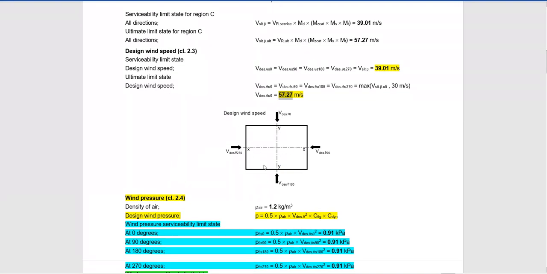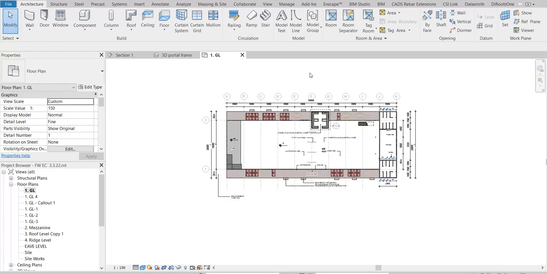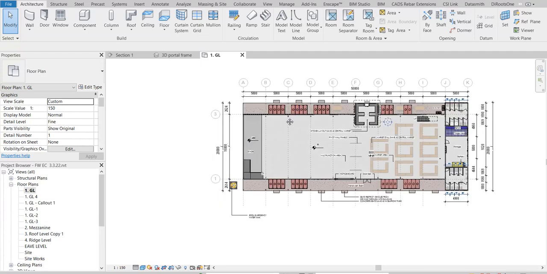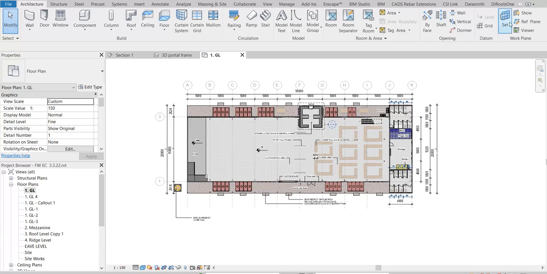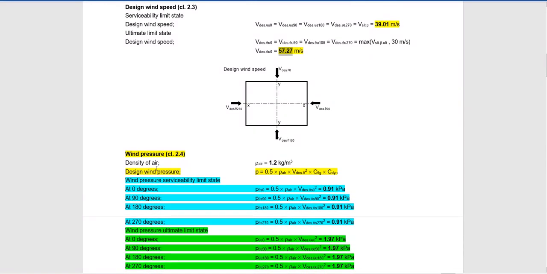So my building will be oriented as shown in this particular figure. Go to my plan view. This will be my 0, this side will be my 90, the side at the bottom will be my 180, and on my left side will be my 270 degrees. Take note of this and go back to the formula that we have seen in the code.